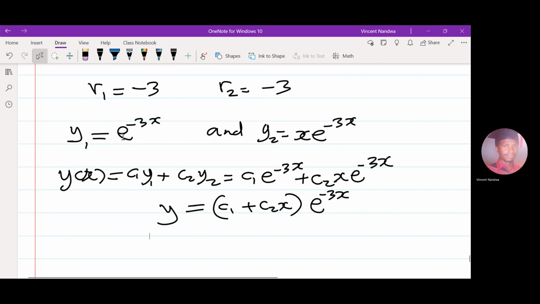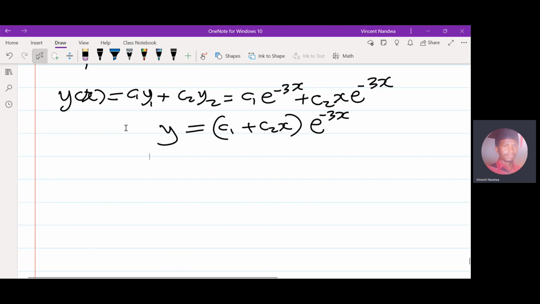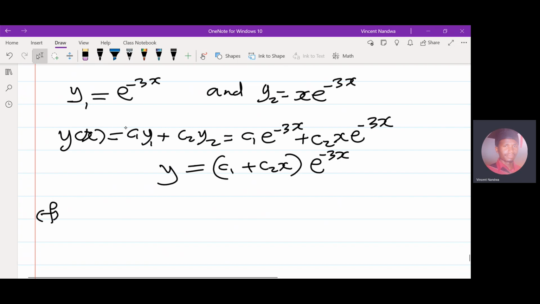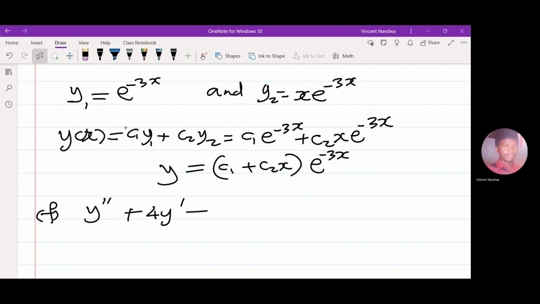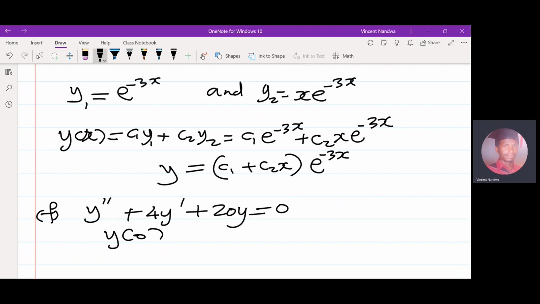That was E or F? That was example E, and then F, we have y double prime plus 4y prime plus 20y equals 0, subject to y at 0 is given by 3 and y prime at 0 is given by -1. So this is an initial value problem.